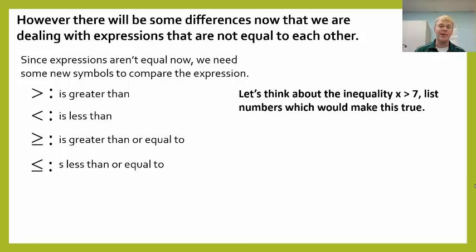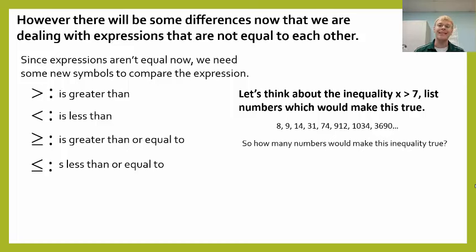So let's just think about this inequality here. This is saying x is greater than 7. So list some numbers, just think in your head, what are some numbers that would make this inequality true? Well, hopefully you came up with any number that is larger than 7: 8, 9, 14, 31, 74, and so forth. You can see we can come up with a lot of different numbers here.